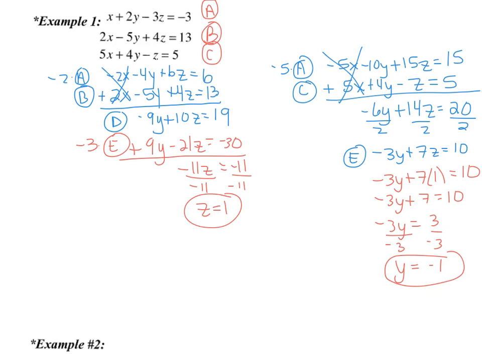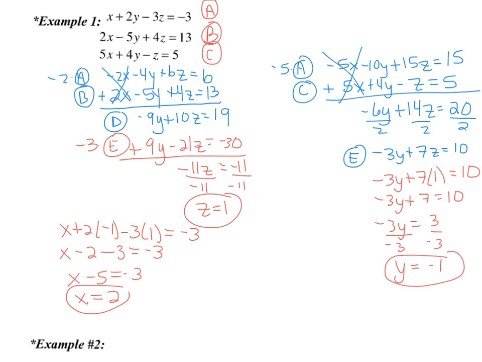I need to solve for x, so I'm just going to go ahead and use equation A. You can use any of the equations. You should get the same values no matter what. If you don't, you know somewhere you're wrong, because these values have to work in all three equations. So x plus 2 times that y value minus 3 times the z value has to equal negative 3. So x minus 2 minus 3 equals negative 3. x minus 5 equals negative 3. So x must equal 2.